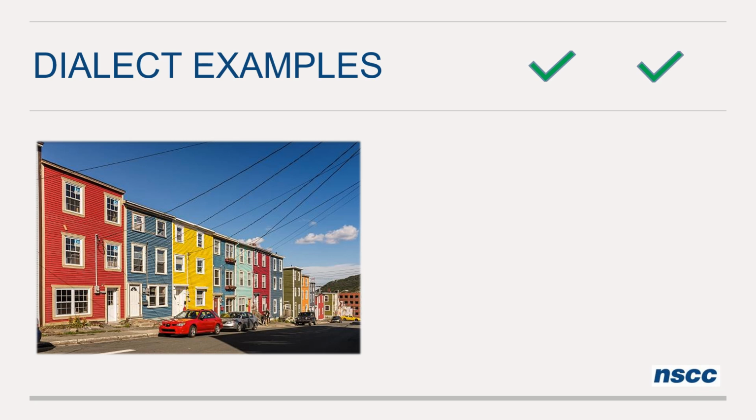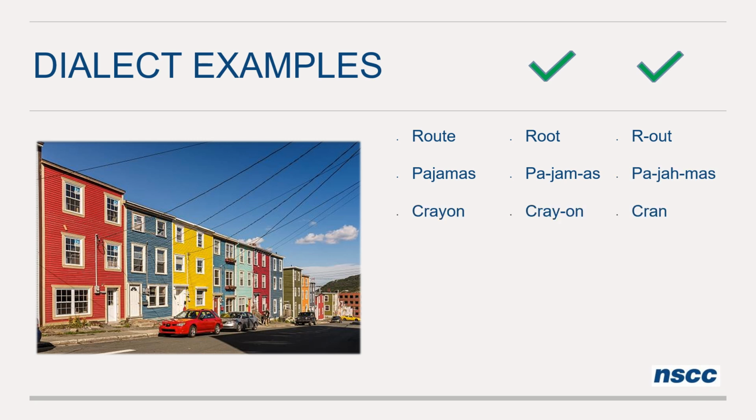Here are some examples of different ways that people pronounce certain things depending on their dialect. It can make it very difficult to understand the word if you are not used to it. Root, root. Pajamas, pajamas. Crayon, crayon. Mother, mutter. Fellow, fella.